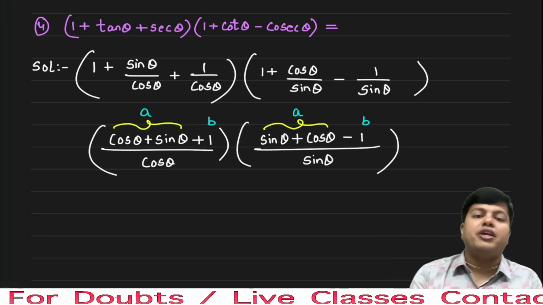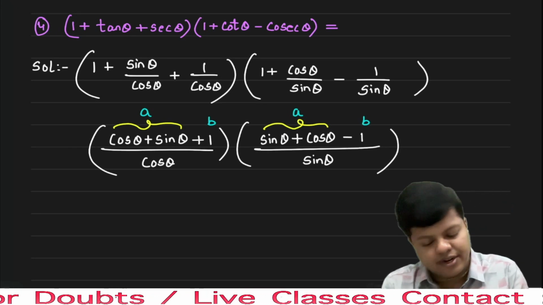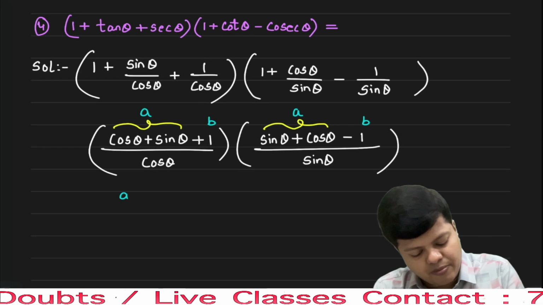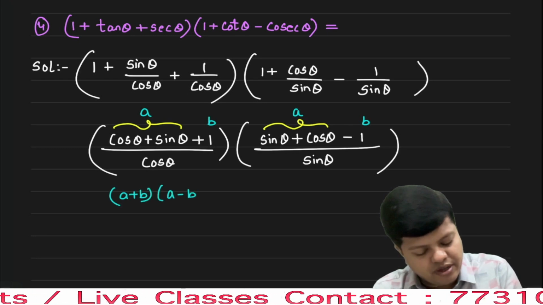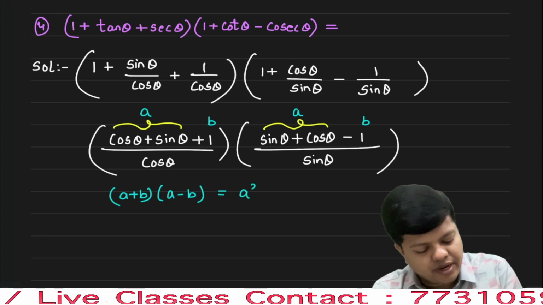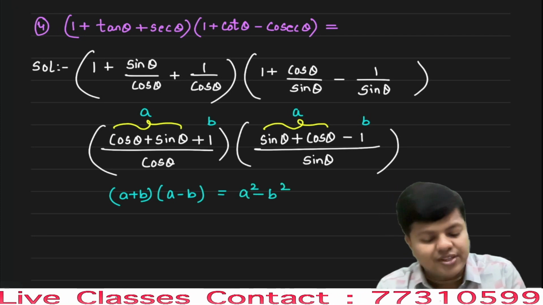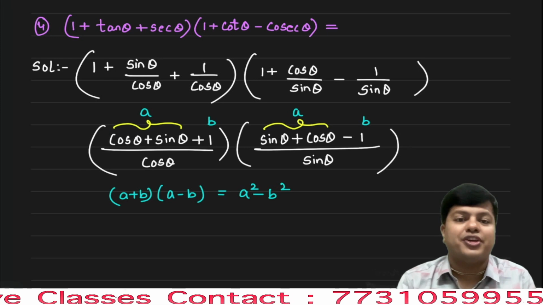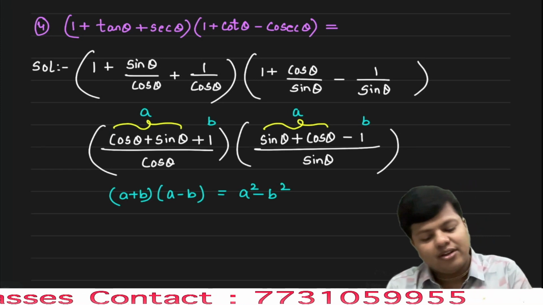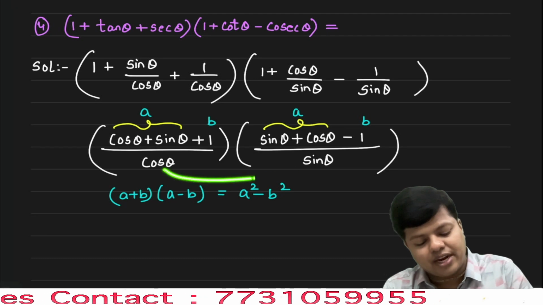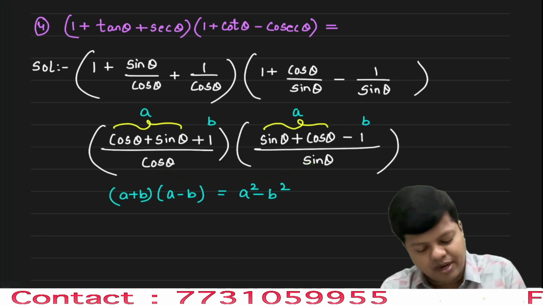So (a plus b) into (a minus b) in the numerator. (A plus b) into (a minus b) is a square minus b square. What is a here? Sin theta plus cos theta. So a square minus b square, and the denominator is in multiplication, sin theta into cos theta. You can multiply. What answer will you get?